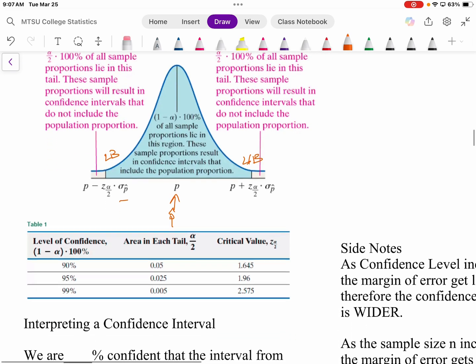On the piece of paper of the table, right here, these are the Z stars. This critical value, this Z star. Those are the Z stars associated with these types of confidence intervals. Since those are the most common ones used, instead of doing an inverse norm, you could actually memorize those 3 sets of decimals and use them for your Z star.